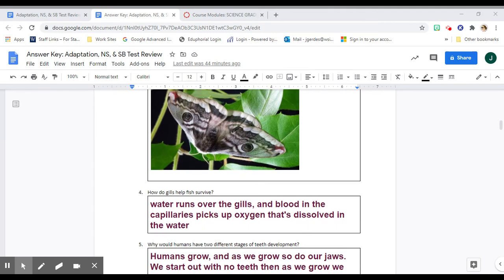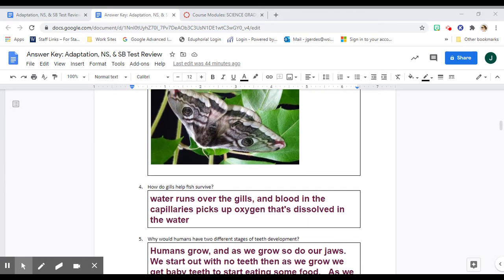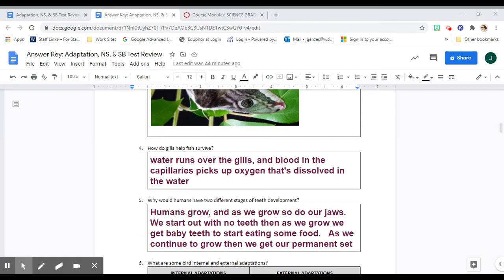Number 4, how do gills help fish survive? Well, water runs over the gills, and the blood in the capillaries of the gills picks up the oxygen that is dissolved in the water, and that's how the fish breathe. So the gills help them filter out the oxygen, and then they breathe.